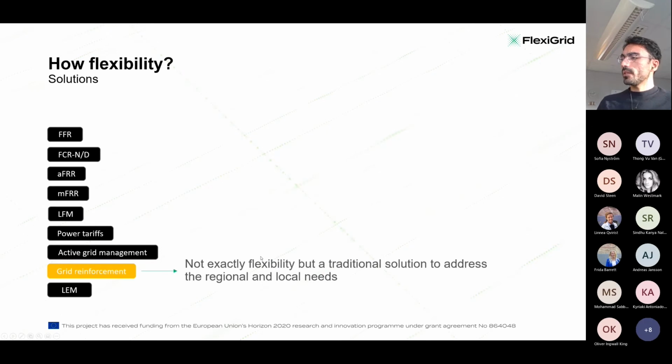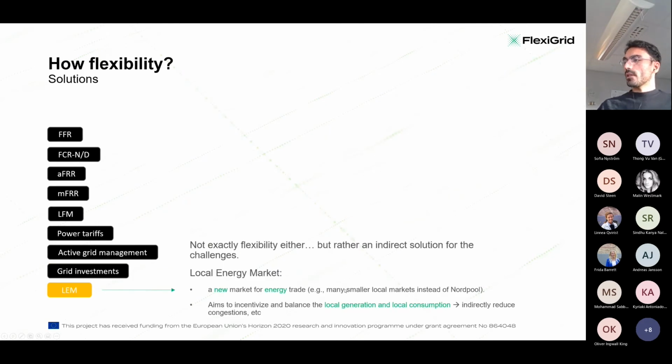Grid reinforcement is not really flexibility, but I have included it here because it's the conventional way to address the regional and local needs. Local energy markets are also another way to approach this, but this is not flexibility either, but indirectly solving the issues at the local levels. And in simple words, maybe it's just, for example, instead of having four trading zones in Sweden, think about having thousands of zones for trading. So local energy markets in every local area.